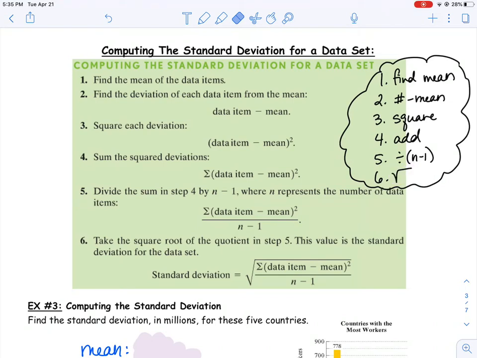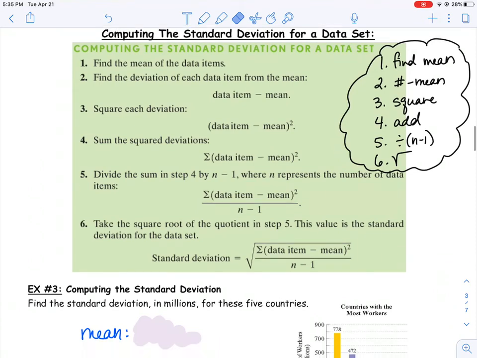I'm going to find the mean. I'm going to find each deviation. I'm going to square those numbers. I'm going to add those answers together. I'm going to divide by n minus 1, and then square root my answer. What that's going to give me is what's called a standard deviation, kind of an average of how far everything differs from the mean. Okay?